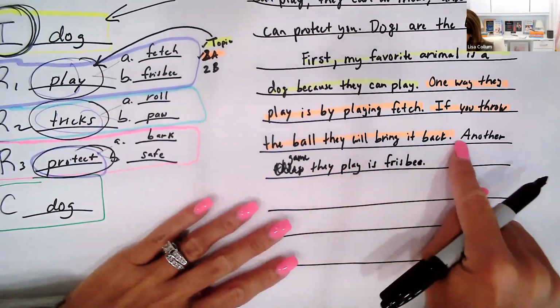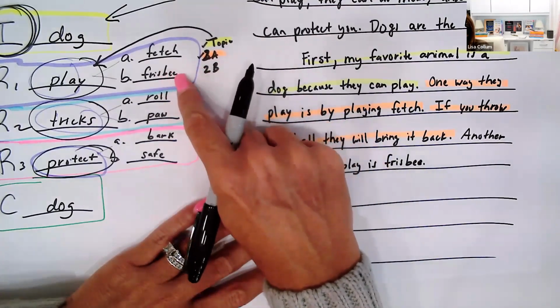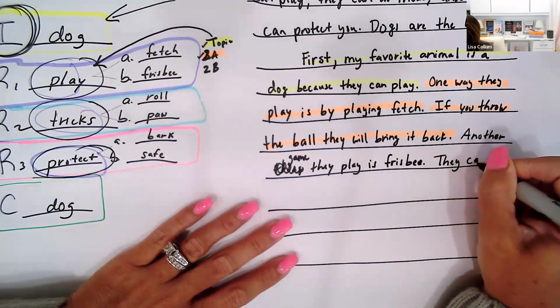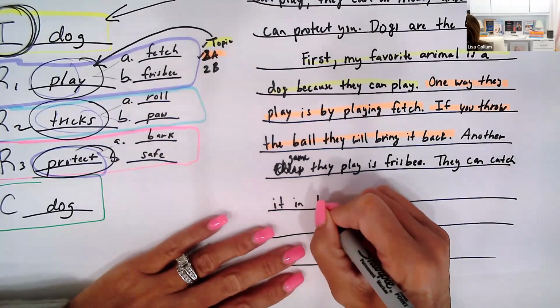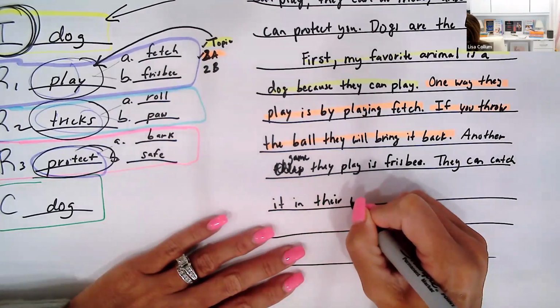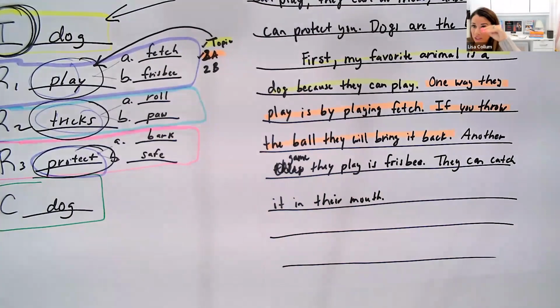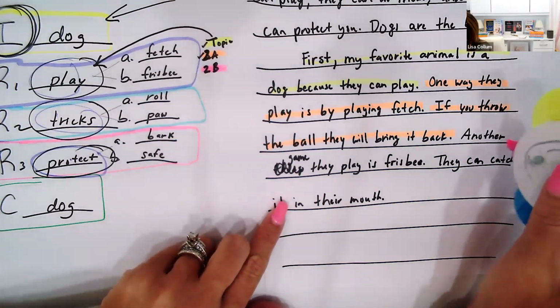Okay, that's just one sentence. I have to write two about B. So I have to write one more about my B, which is Frisbee. So I'm going to say, they can catch it in their mouth. You know how dogs jump up and catch the Frisbee in their mouth? Okay, so I wrote two sentences about B. My B is going to be in pink. 2B in pink. So let's see, do I have two sentences about B?